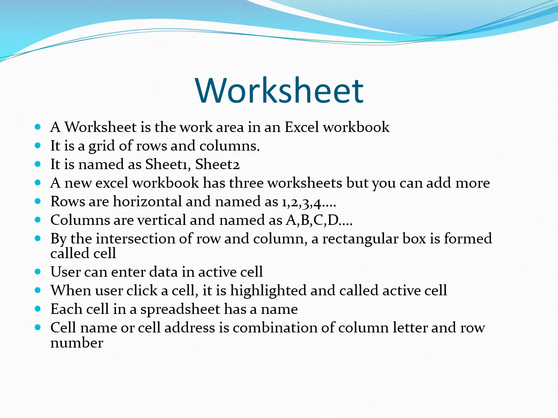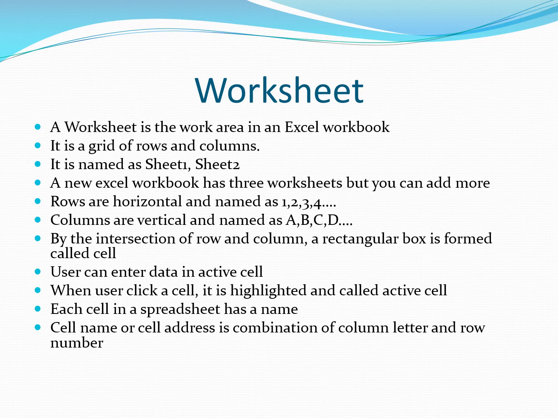Worksheet. A worksheet is the work area in an Excel workbook. It is a grid of rows and columns, and it is named as Sheet 1, Sheet 2 and Sheet 3. A new Excel workbook has 3 worksheets, but you can add more. Rows are horizontal and named as 1, 2, 3. Columns are vertical and named as A, B and C.